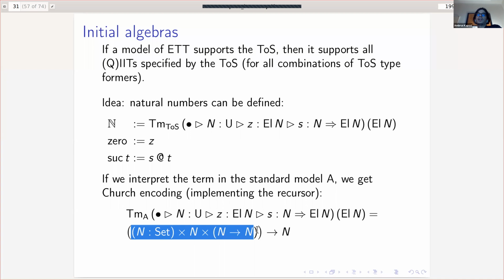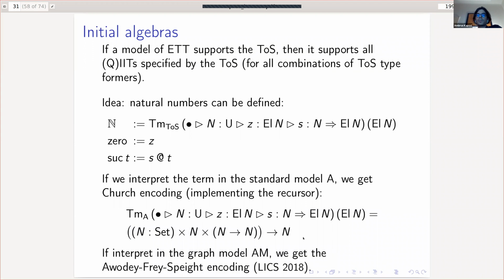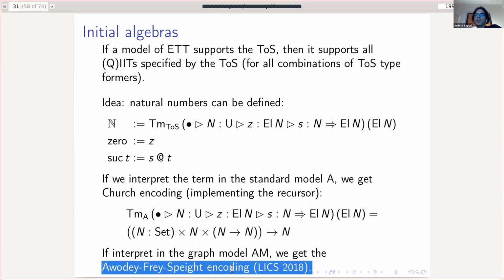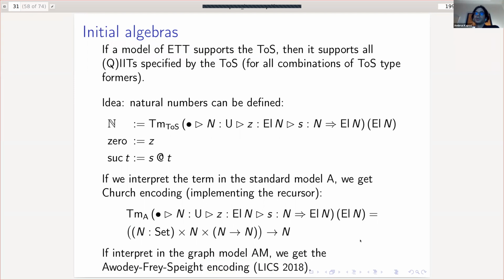So it says that for any natural number algebra, I get an element of that natural number. And an interesting point is that if you interpret not in the algebra model, but in the algebra morphism model, or the graph model, then you get the Awodey-Frey-Speight encoding of natural numbers, because this is the usual Church encoding, but you can also get this nicer encoding, which gives you the eliminator. But we can also define the elimination principle with this construction.